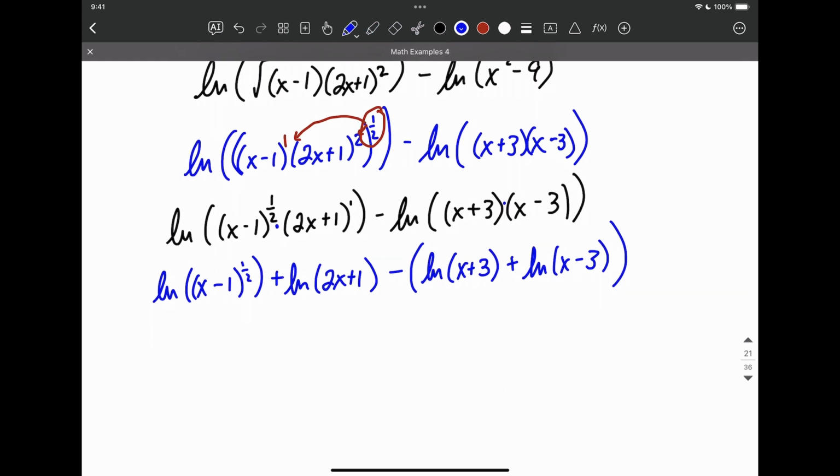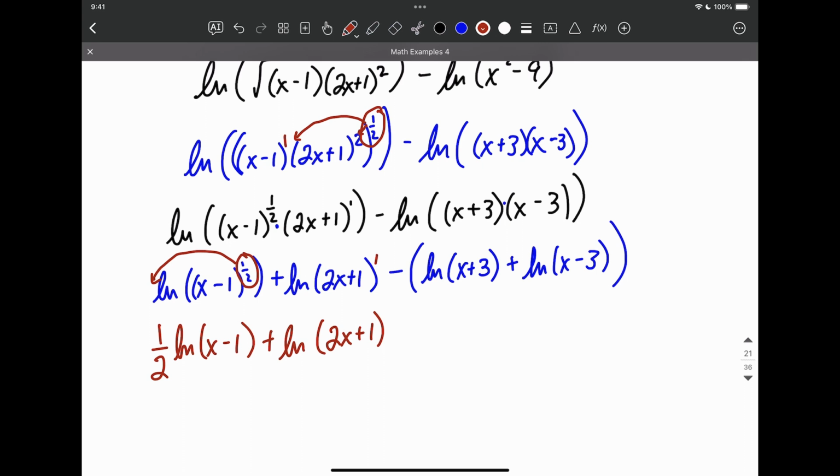From here, we're almost done, but let's use that other property of logarithms that says if you have an exponent attached to everything on the inside of a log, it can come down in front and become a multiple. So I'm looking at that 1/2 and I'm saying that 1/2 can come down in front. Then we'll bring along the natural log of x minus 1. Plus, because this is a 1 up here, we don't really need to bring that down in front. Natural log of 2x plus 1.